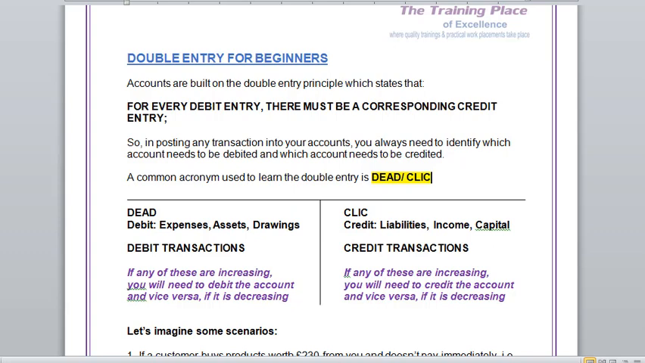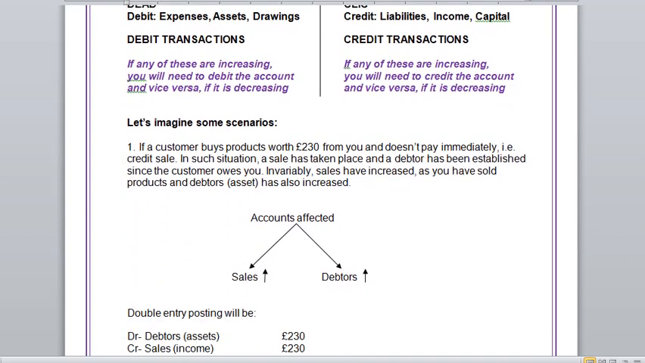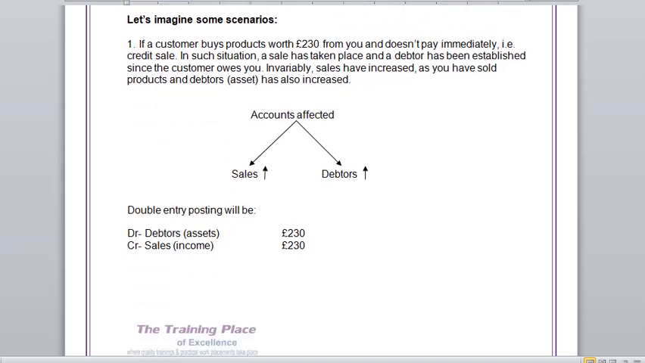And you do this if any of these accounts are increasing, you will need to debit the account, and vice versa if it is decreasing. The same thing with CLICK. If any of these accounts are increasing, you will need to credit the account, and vice versa if it is decreasing. We're going to look at some scenarios and see how we deal with them and follow the logic behind them.